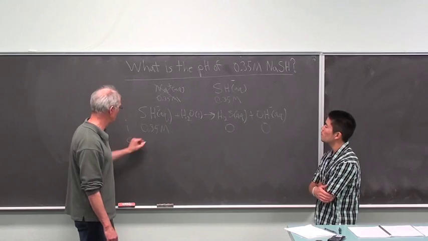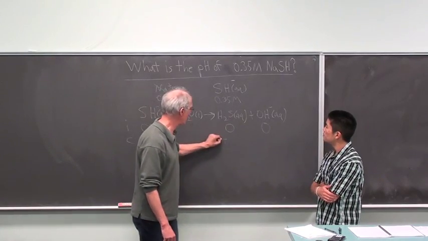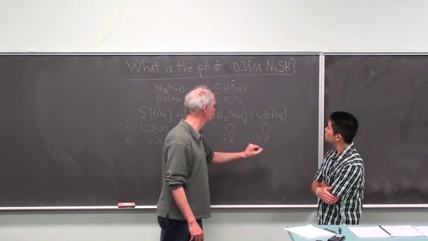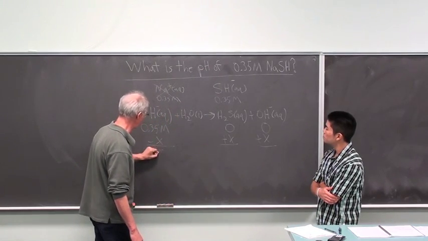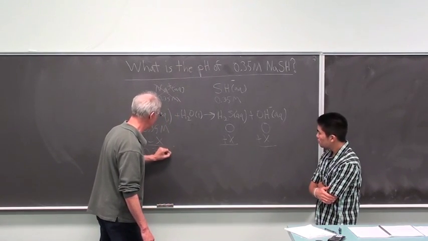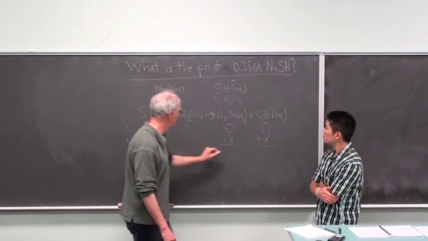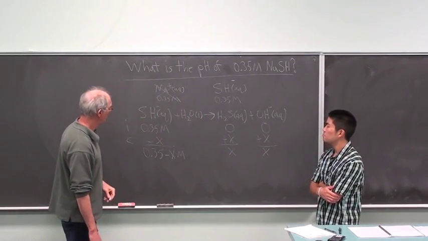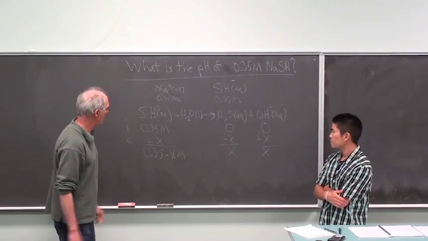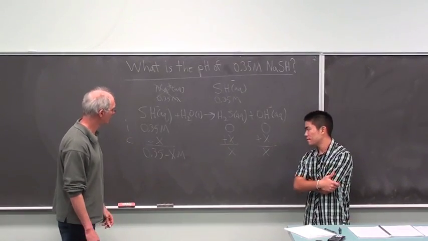And for my change, minus x, plus x, plus x. For my equilibrium, 0.35 minus x, x, and x. Oh, this is old hat now. You guys are pros. Okay.